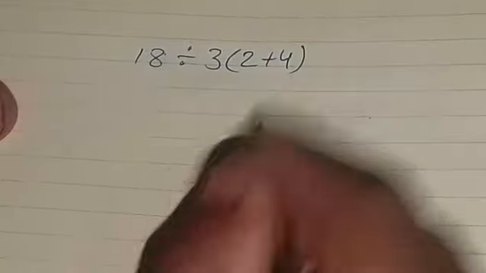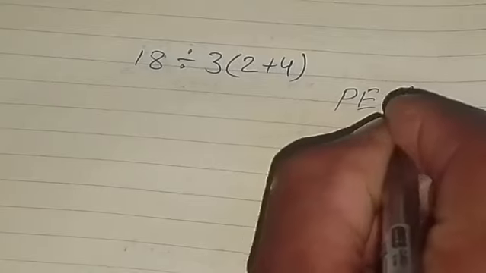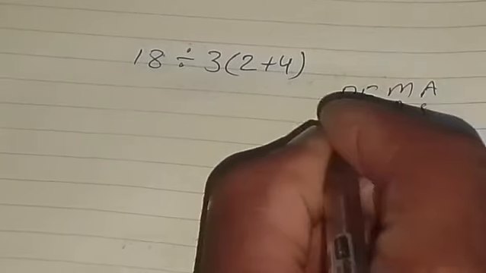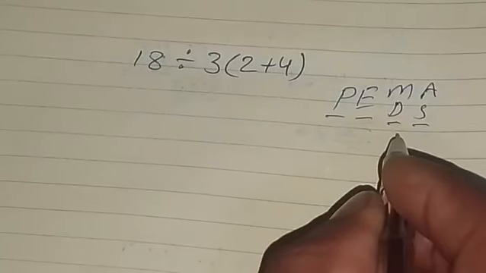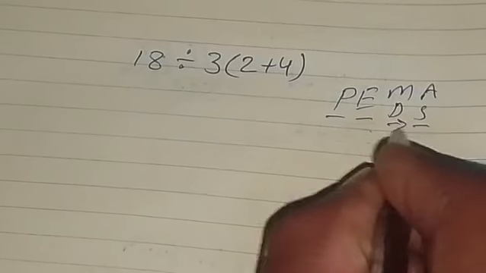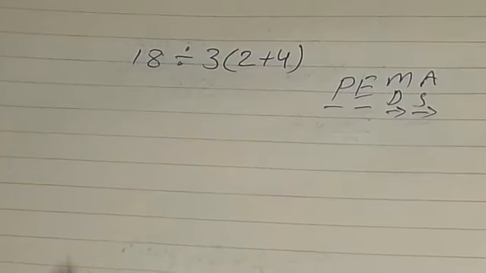Now we start with the rules of mathematics, PEMDAS. According to the PEMDAS rule, first we start with parentheses, then exponents, then multiplication or division, and then addition or subtraction. Multiplication or division we start from left to right, and addition or subtraction we start from left to right.